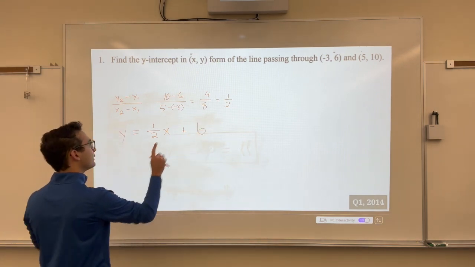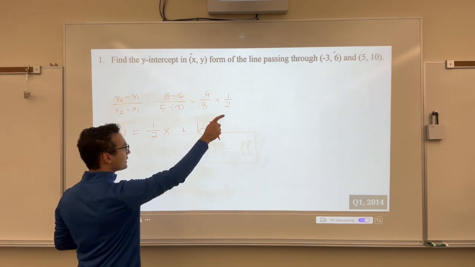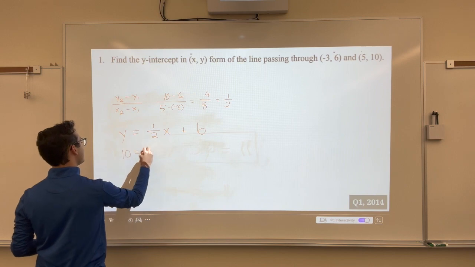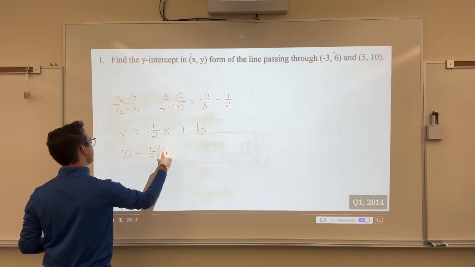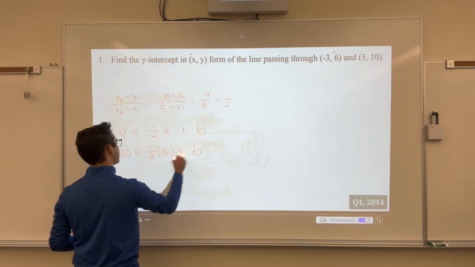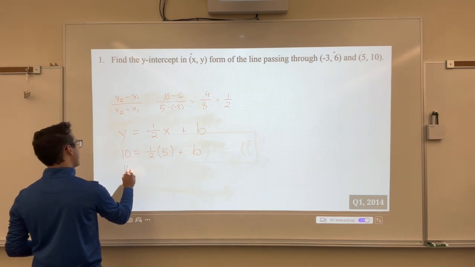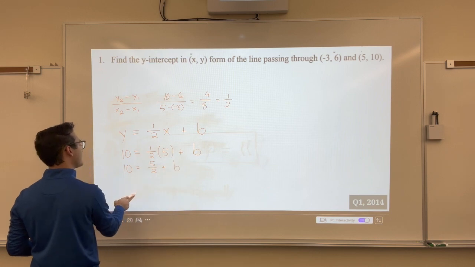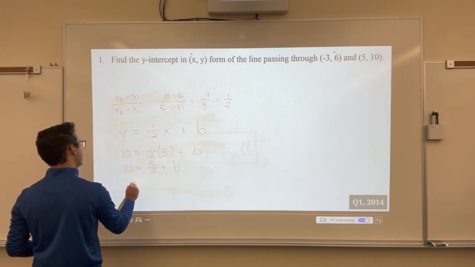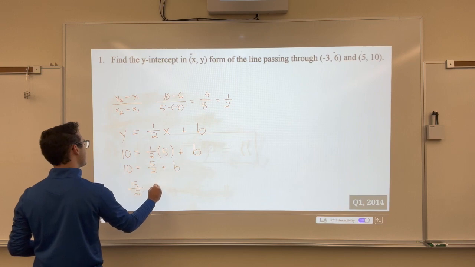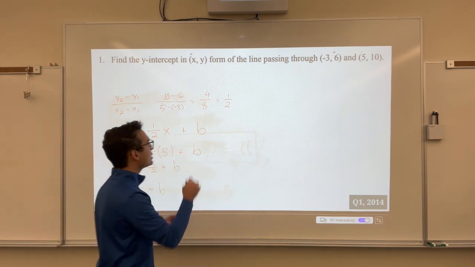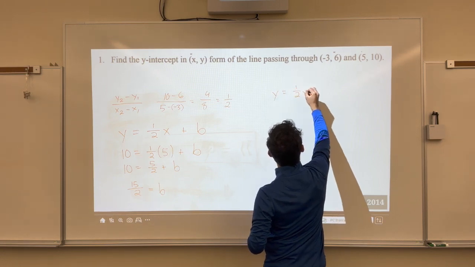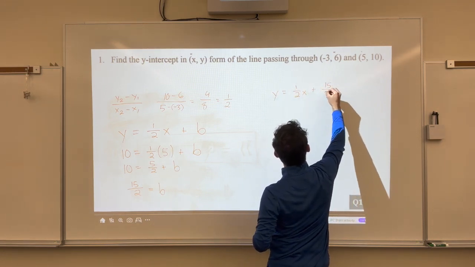In order to solve for it, let's plug in one of our points. Let's plug in the point 5, 10. So I'll say that the y value, which is 10, is equal to 1/2 of the x value, which is 5, plus b, which is the y-intercept. If we do that out, 10 equals 5/2 plus b, and subtract 5/2 from both sides, and you get that 15 over 2 is equal to b. So our equation of the line is y equals 1/2 x plus 15 over 2.